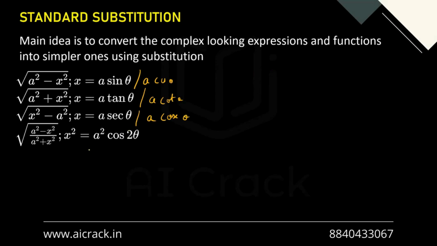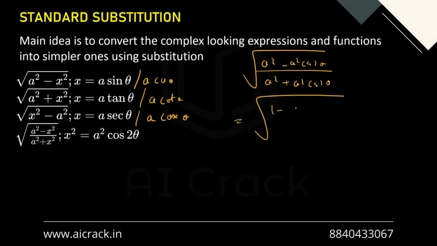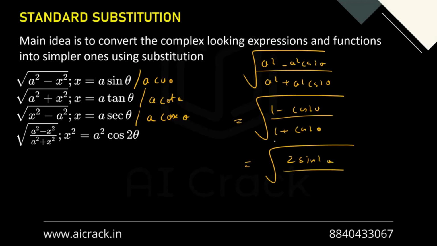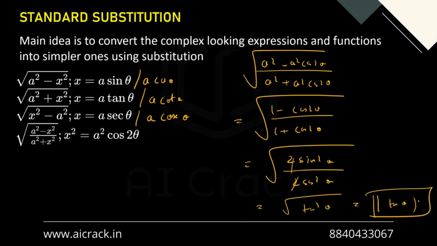Why? Let's see. Let's say we are taking x square equals a square cos 2 theta. So we have under root a square minus a square cos 2 theta upon a square plus a square cos 2 theta, right? Now a square gets cancelled from both numerator and denominator, so we'll be getting under root 1 minus cos 2 theta upon 1 plus cos 2 theta. Now we know that 1 minus cos 2 theta is 2 sine square theta and 1 plus cos 2 theta is 2 cos square theta, right? So 2 gets cancelled out. So what we have got is under root tan square theta, again mod tan theta, right? So we have got this simple expression over here.